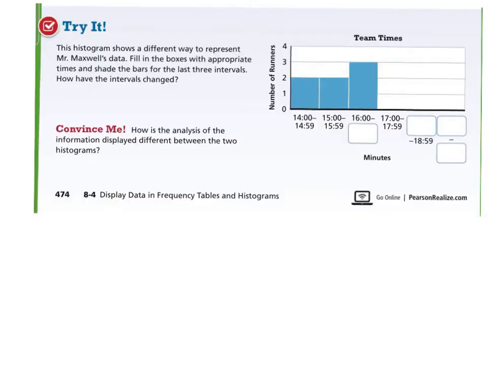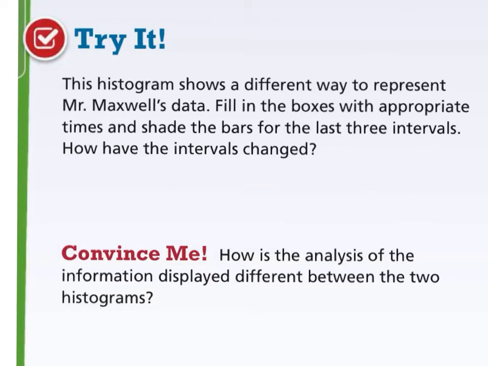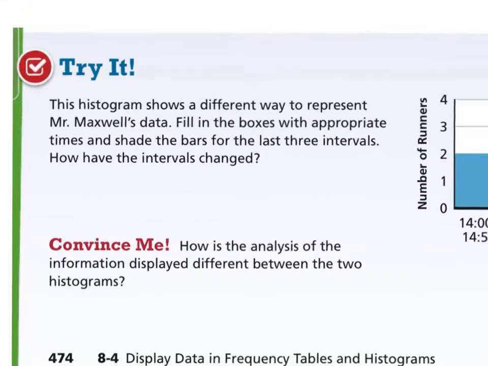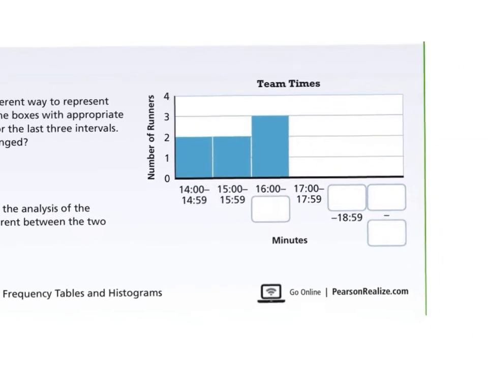So if you look at the try it, this histogram shows a different way to represent Mr. Maxwell's data. Fill in the boxes with appropriate times and shade the bars for the last 3 intervals. How have the intervals changed? So they just went with different intervals here. They're splitting up into 1-minute intervals instead of 2-minute intervals, basically.